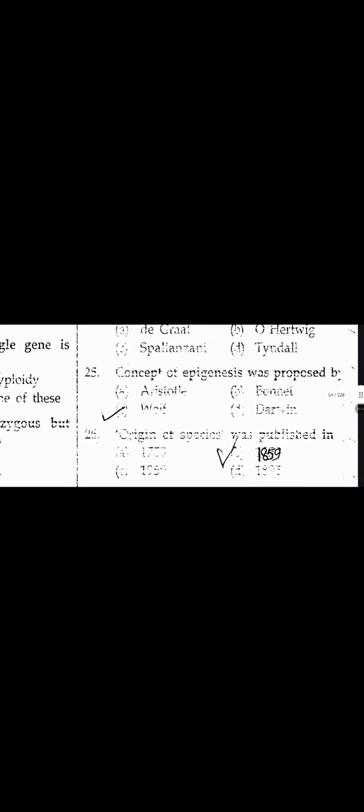Question number 22. Who gave the concept of the circular chromosome in E. coli? It was given by Cairns, option A. Question number 23. Sex in plants was discovered by option B, Camerarius. Question number 24. Who produced puppies through artificial insemination in dogs? It was done by option C, Spallanzani. Question number 25. The concept of epigenesis was proposed by Wolff, that is option C.